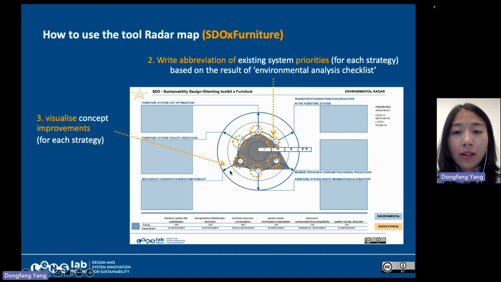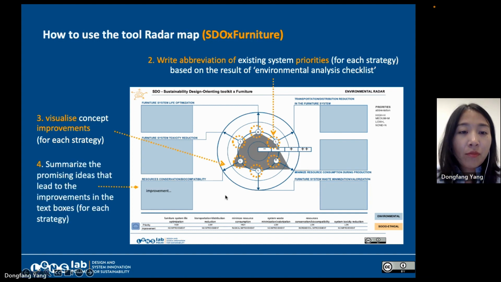Once you have used the environmental analysis checklist to define the improvement of the new concept in comparison with the existing furniture PSS concept, the reader map will show automatically the concept improvement for each strategy. We can summarize the promising ideas that lead to the improvements in the text box. Here, for example, for resources conservation biocompatibility, it has a radical improvement. We write down the promising ideas that lead to the radical improvement for that strategy.